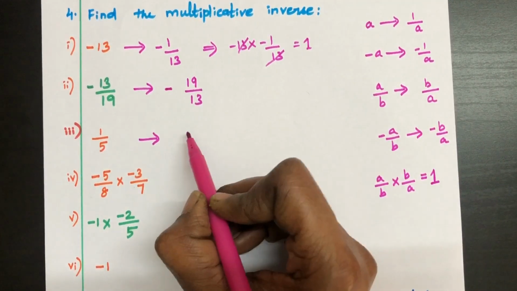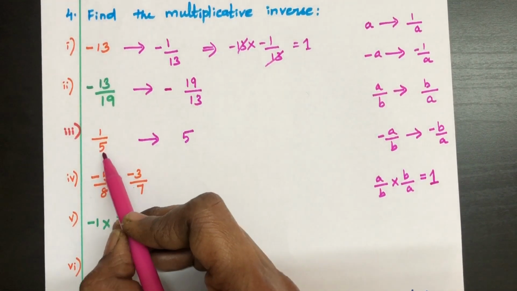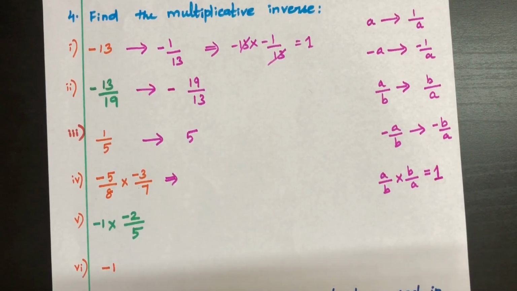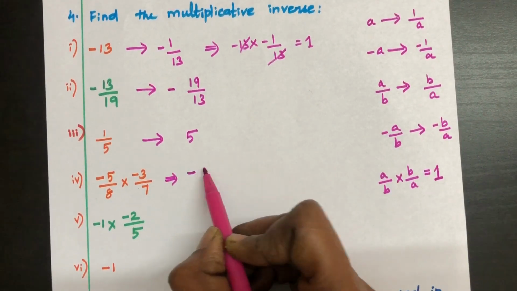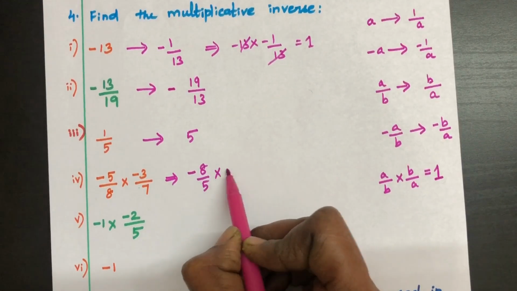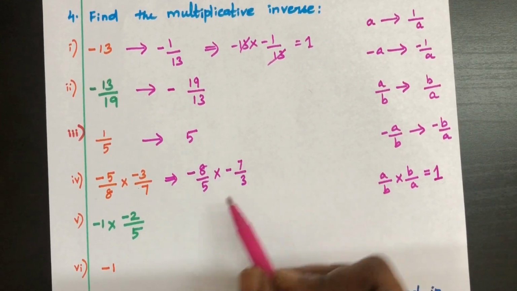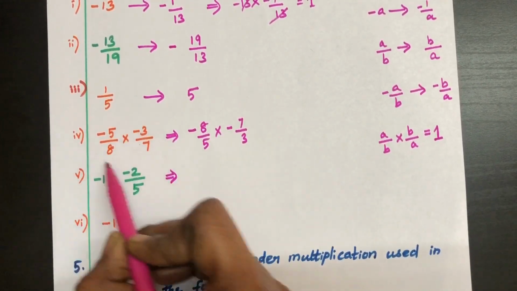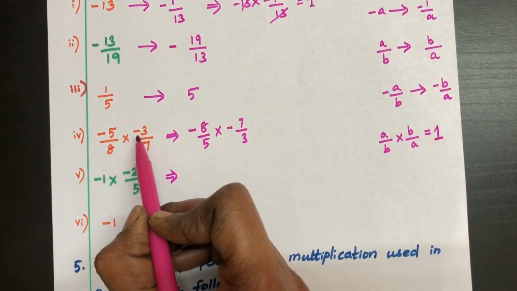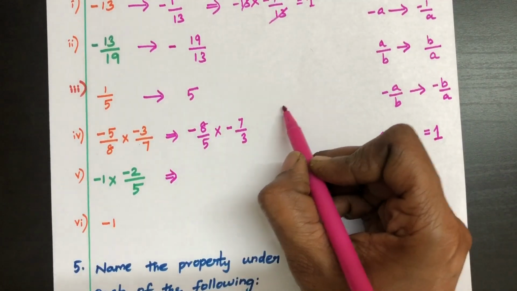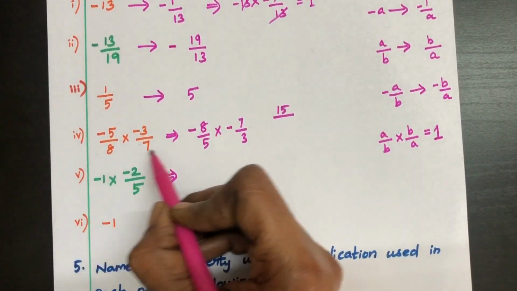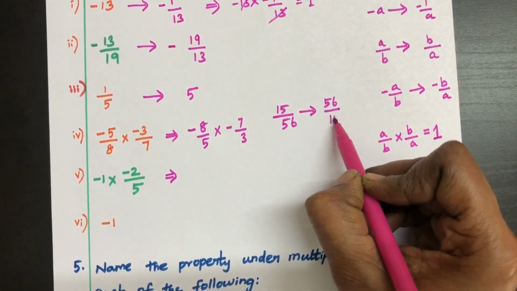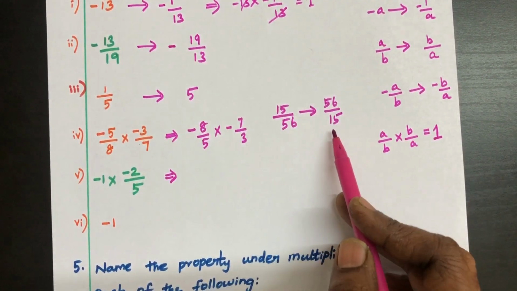So, what is the thing here? How to do this? The reciprocal for this, negative 8 by 5 into negative 7 by 3, is easy. Just turn it upside down. You can do it this way. Otherwise, see what is the value here? Minus into minus is positive. So, positive 5 into 3 is 15 by 8 into 7 is 56. What is the multiplicative inverse? 56 by 15. That's all. Its multiplicative inverse is 56 by 15.